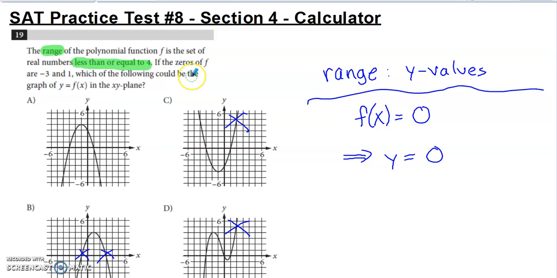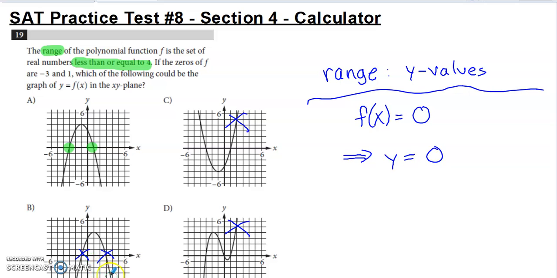It goes on to say the zeros of f are -3 and 1. Which of the following could be the graph of f? Well, if you remember what's meant by the zeros of a polynomial, those are simply the x-intercepts, or where y is equal to 0. This graph has a 0 at, looks like -3, and at 1. Seems like option A is going to be the answer.